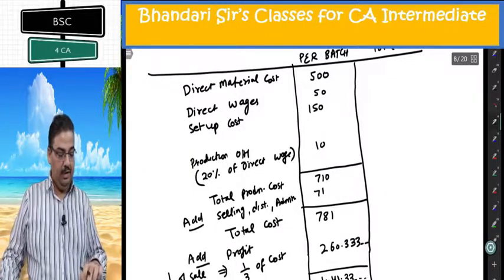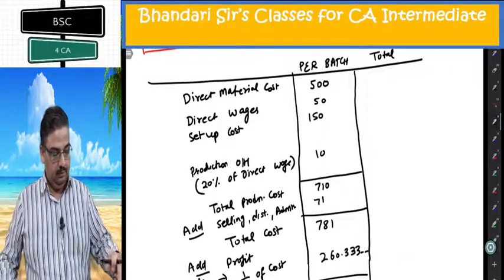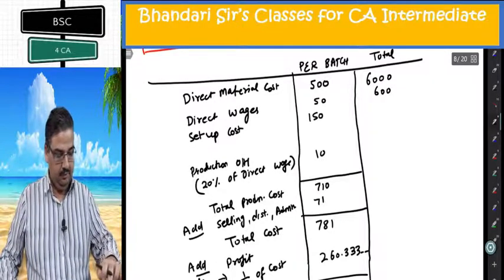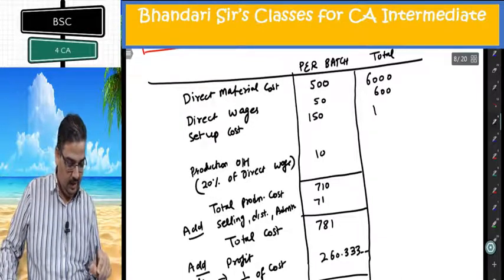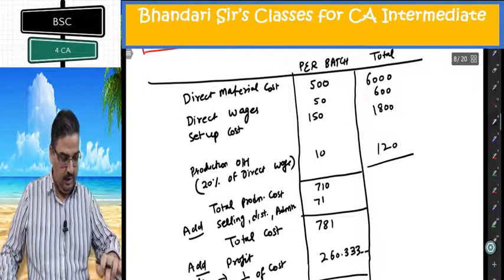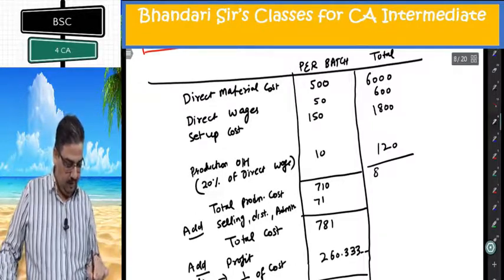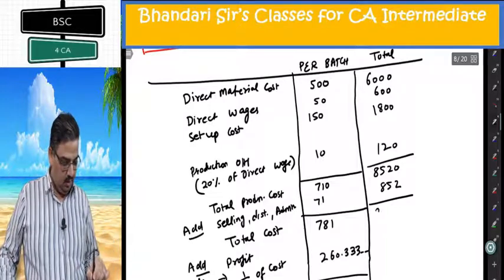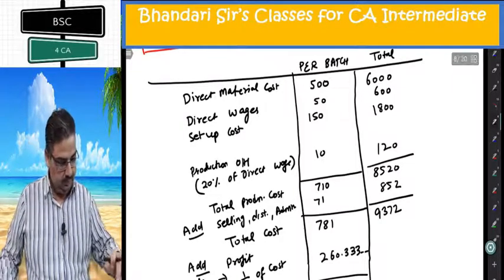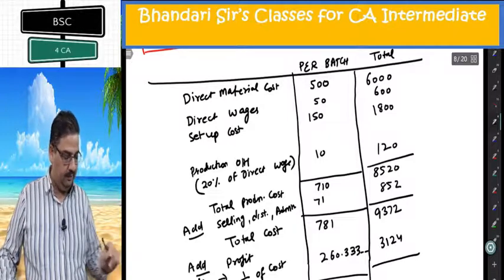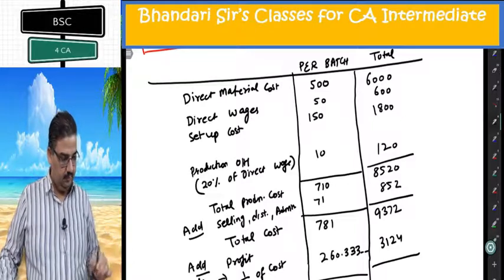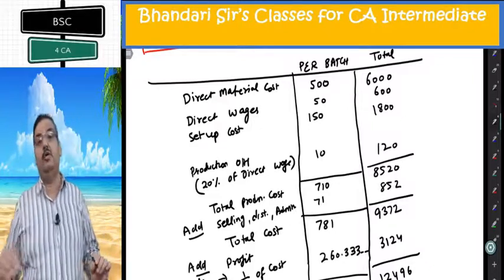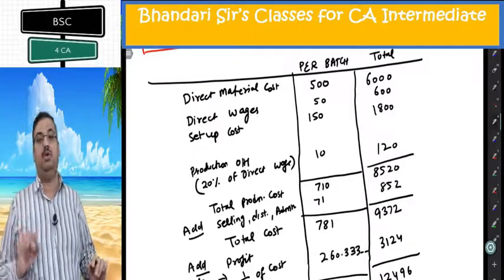I need to multiply everything with 12 to get the total. 6,600, 1800, 120, 8520, 852, 9372, 3124 added, 12496 should be the sales revenue from all the 600 muffins that they are going to produce. That is the ultimate answer of this illustration number 3.